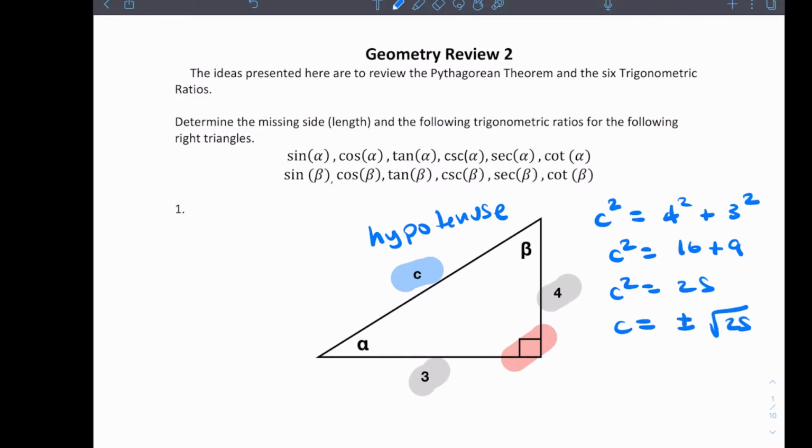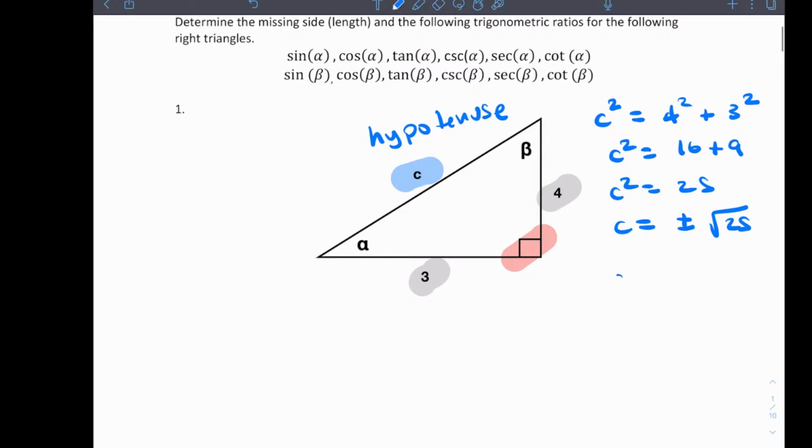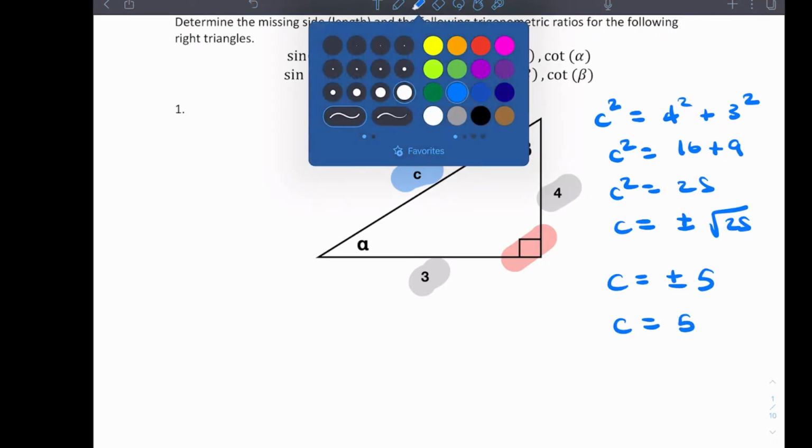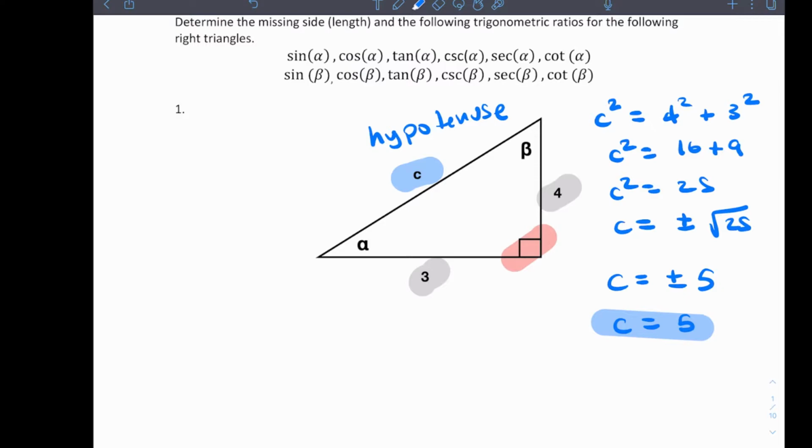Now what does that mean about c? Plus or minus the square root of what? 25. Now remember, that means two things. That's plus or minus what? 5. Now, since distance is always positive, the hypotenuse measures 5 what? Units. So the hypotenuse measures 5 units. Okay, you guys okay with that? Anybody have any questions on that part? Right, okay, this is still review, so we can say the hypotenuse is 5.